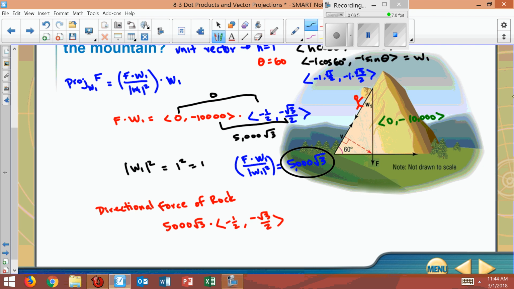You would just multiply those out. That's how you would do that. So we would have negative 2,500 square root of 3, and here we have negative 2,500, and then we times that, the square roots we cancel times 3, so it'd be negative 7,500 like that. And this would be the directional angle of force. But this is what I'd be looking for right there.